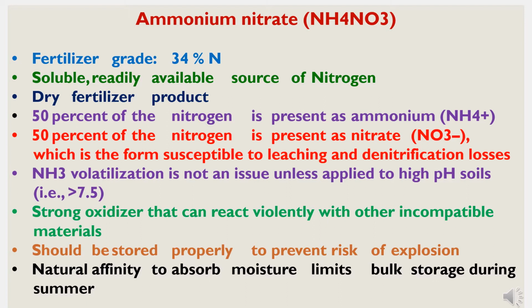Ammonia volatilization is not an issue in case of ammonium nitrate unless it is applied to high pH soils having pH of more than 7.5. Ammonium nitrate is having the nature of a strong oxidizer that can react violently with other incompatible materials. So if we are going to mix with other fertilizers, it should be compatible, otherwise it can cause damage to the crop because of reactions.